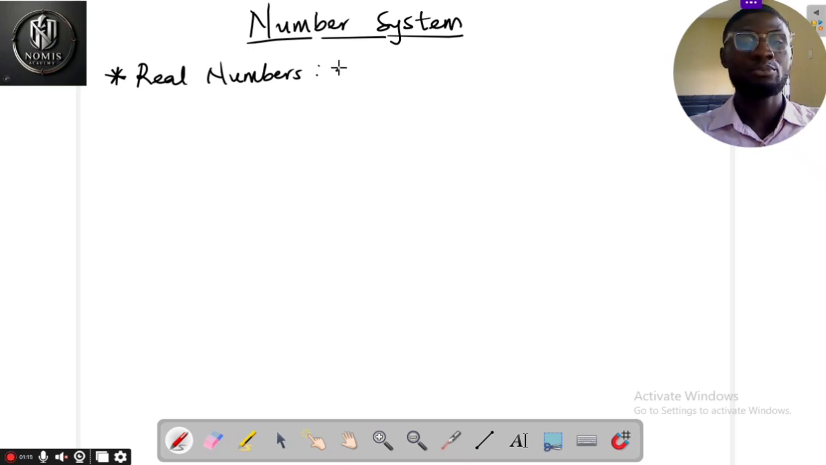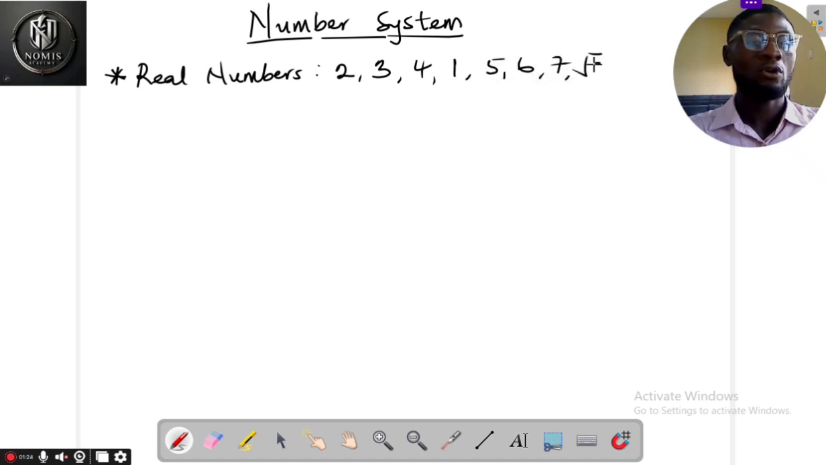So examples are 2, 3, 4. Somebody said, why didn't you put 1? 1 is it. 1, 5, 6, 7, square root of 2, 3, let's say cube root of 4, and so on like that. So the set of rational numbers and irrational numbers is what makes up real numbers.